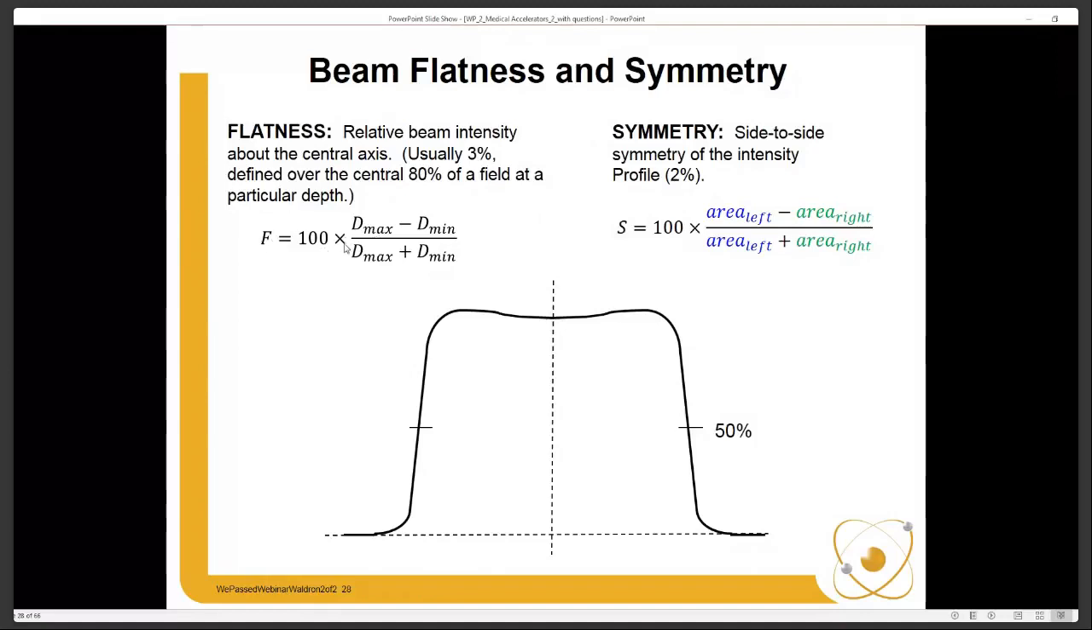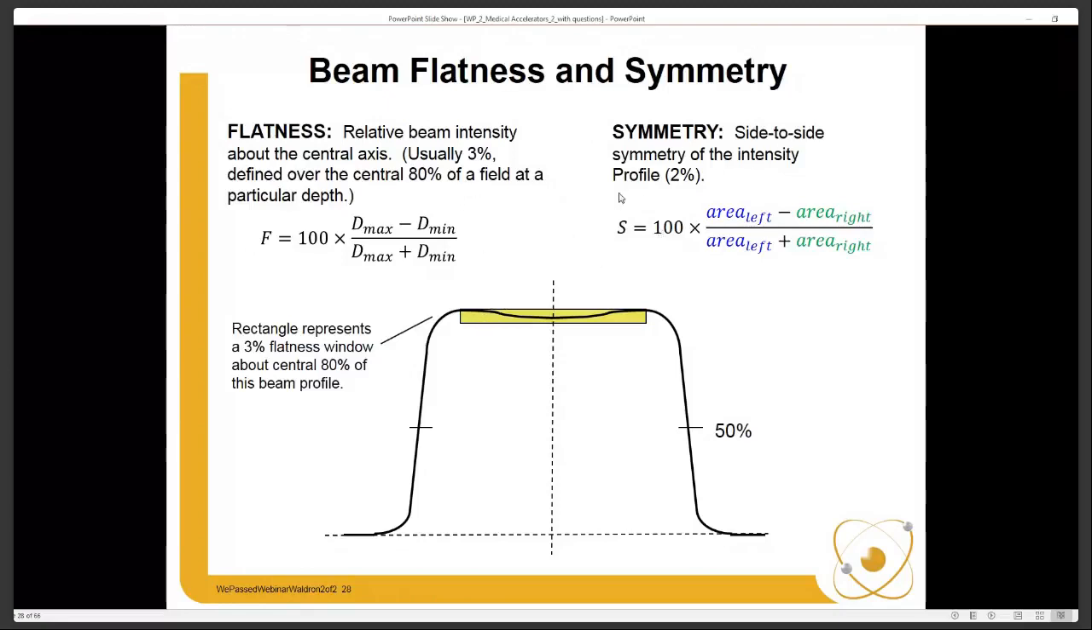And so F here is flatness, and it's going to be the maximum, where D is just the dose. We'll call it dose. It's not really dose, it's profile. F = (D max minus D min) over (D max plus D min). And so we could draw a box over the central 80% here that would correspond to flatness. If this profile were outside this box, we would say it's not meeting that spec.